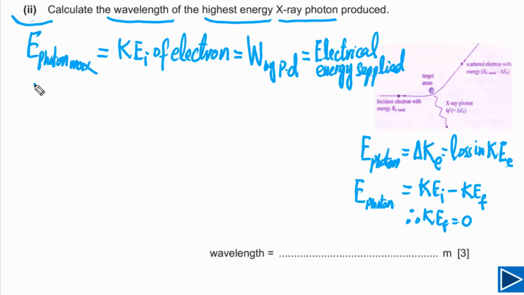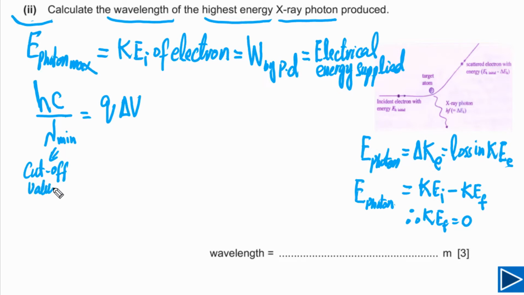Now simply we can write the energy of the photon is equal to hc over lambda, and the work done by the potential difference is equal to q times delta V. We need to calculate lambda. So this is lambda minimum. Lambda min means lambda is minimum, so the energy of the photon is maximum. This minimum value of lambda, we will discuss later. This is also called the cut-off value.